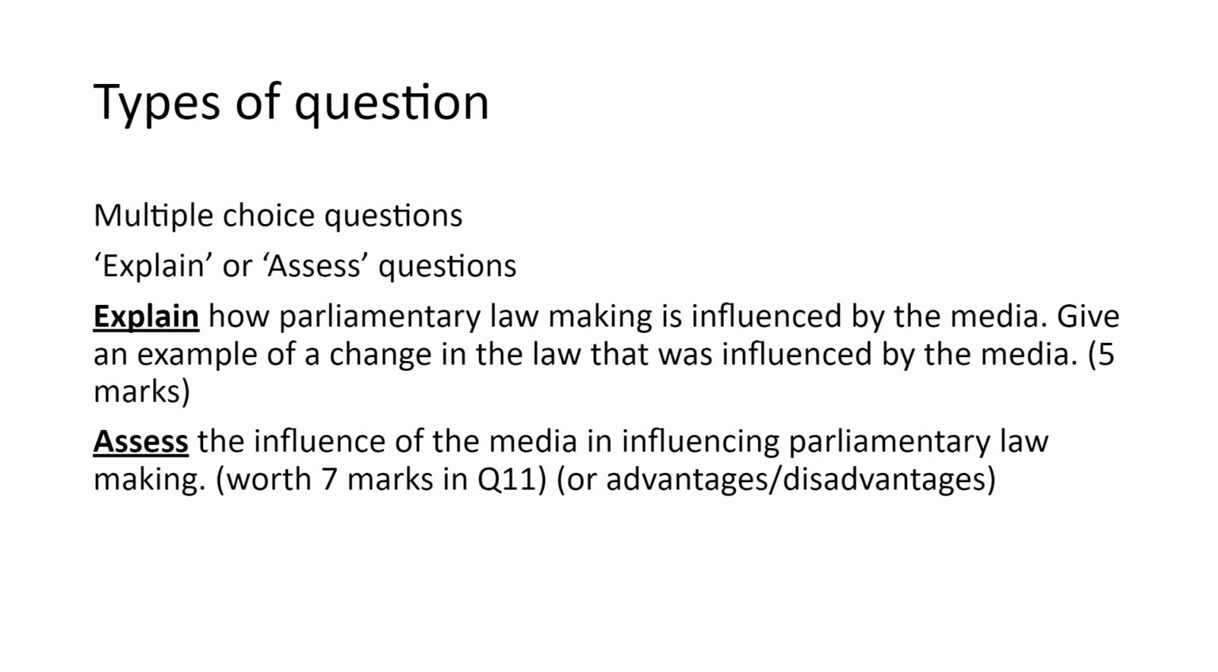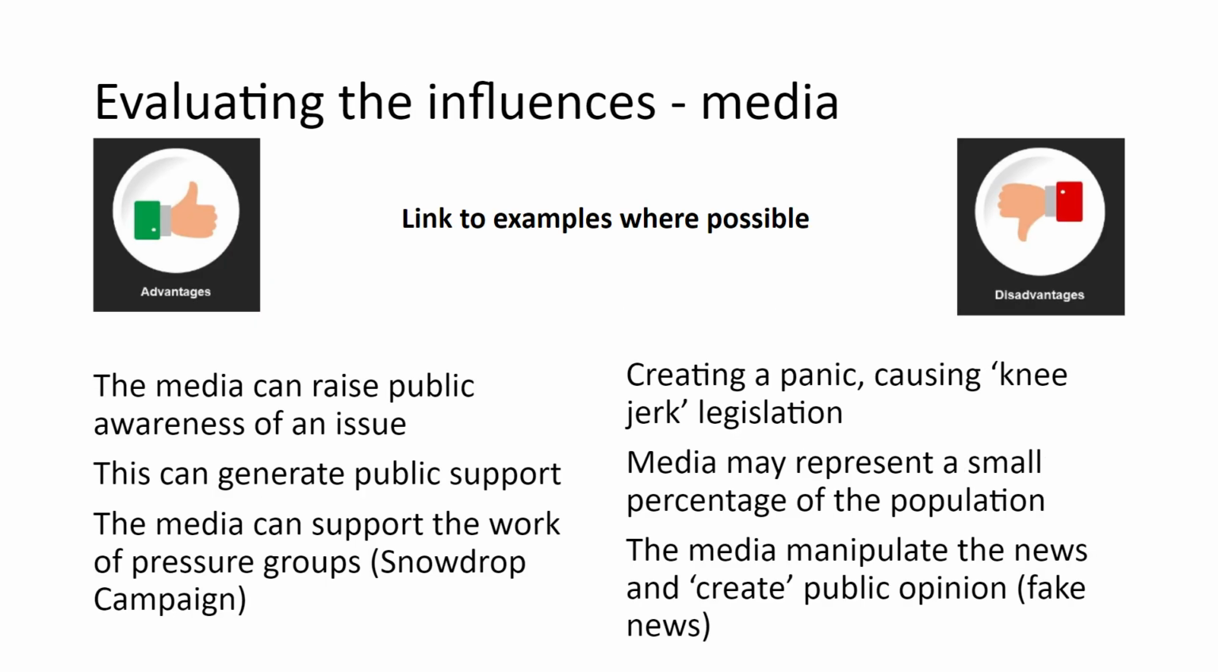But the most common mistake is to miss out the 7-mark part, so make sure you definitely don't miss out the 7-mark part. So you could use any of the ones we looked at earlier, but try and link them to examples where possible. So, for example, on the advantages, linking to the Snowdrop campaign, and on the disadvantages, maybe linking to the dangerous dogs legislation.